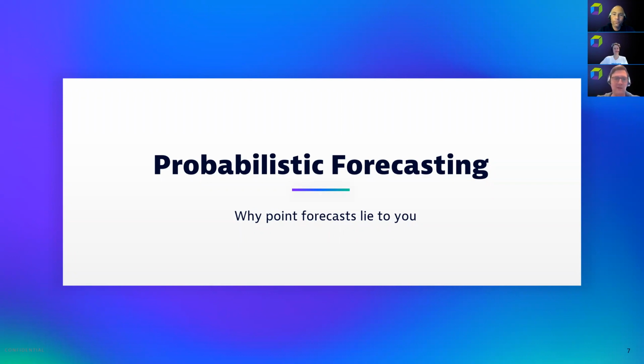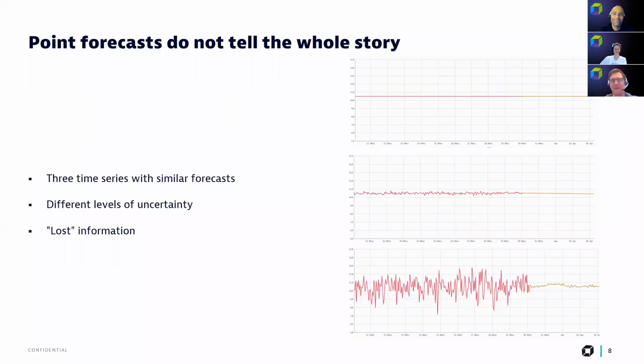Here I have this little bit of a hyperbole as a subtitle: why point forecasts lie to you. It's not to be taken literally. They do not lie to you, but they also do withhold information from you. So if we look at these three forecasts on the right-hand side, three different time series, different variability, and still very similar forecasts.